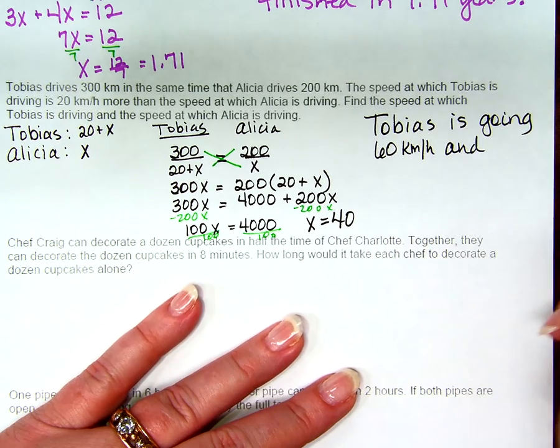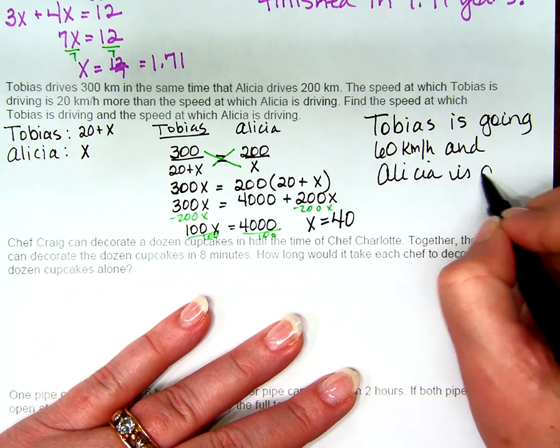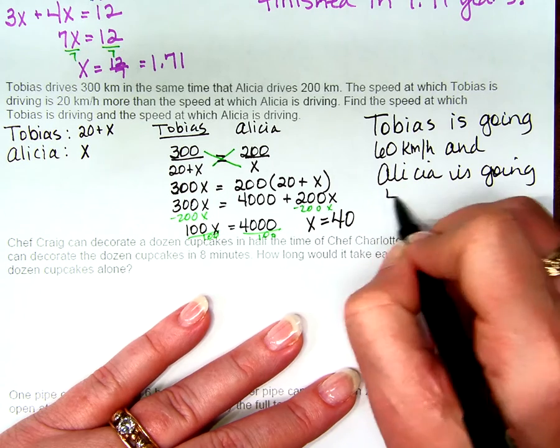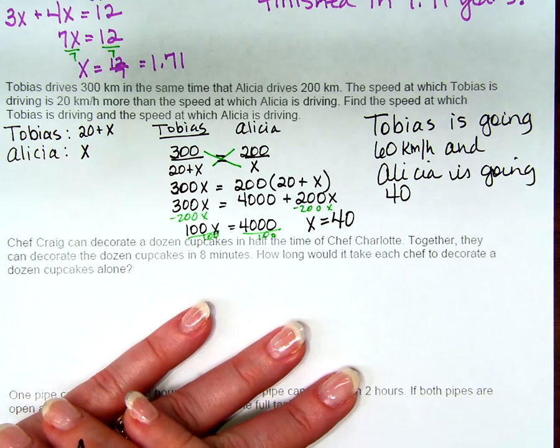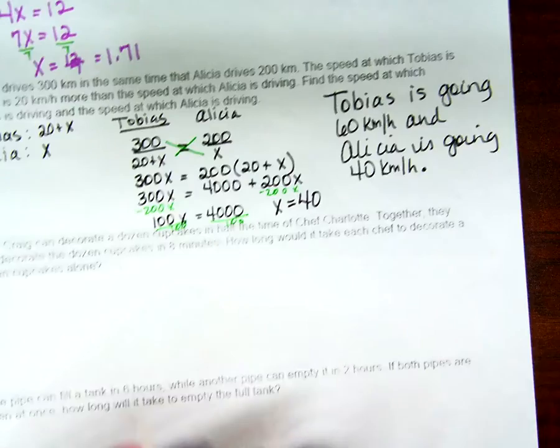And Alicia is going 40. Like that? Oh, kilometers per hour. Gotcha. Period.